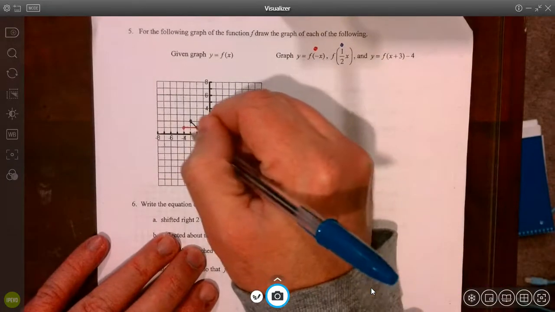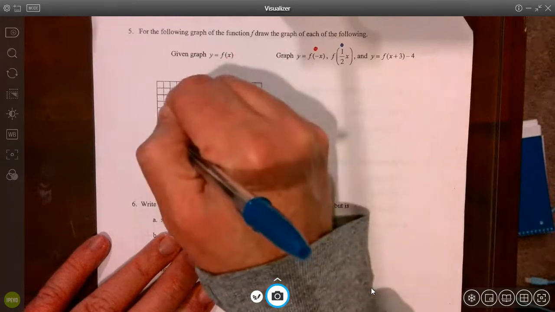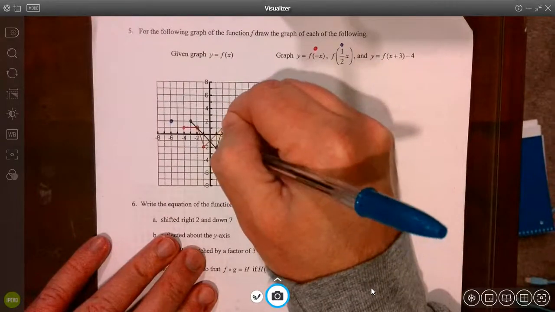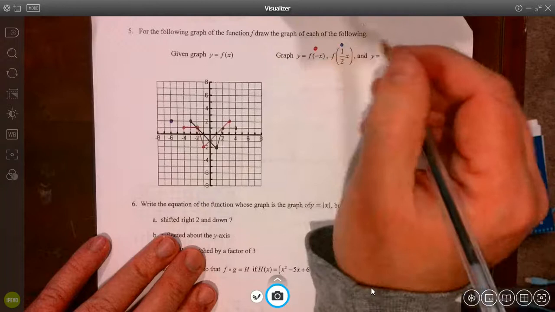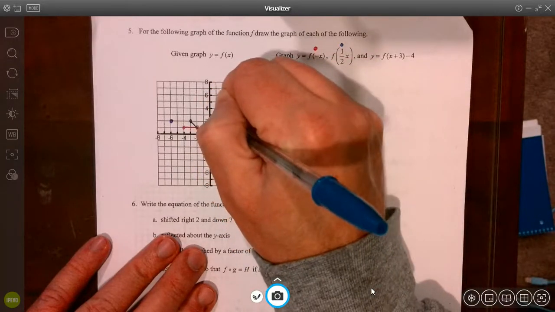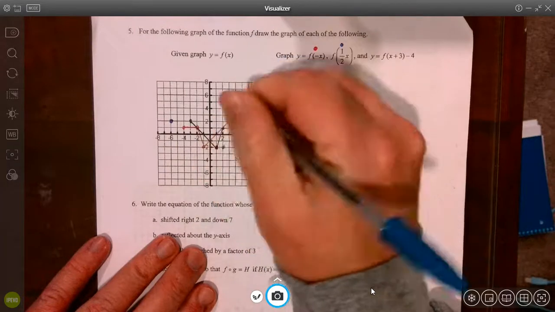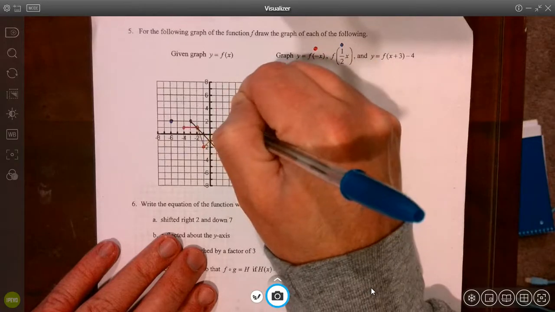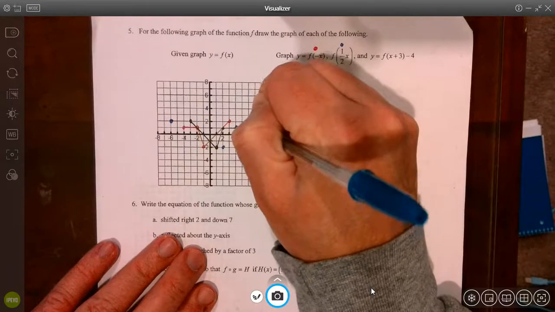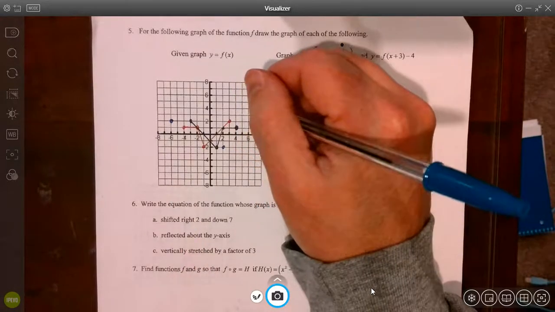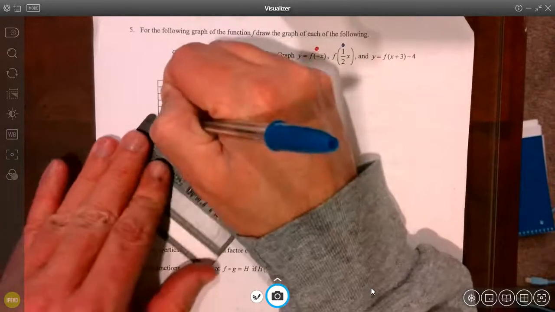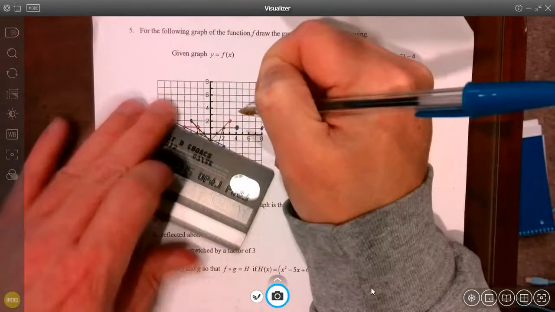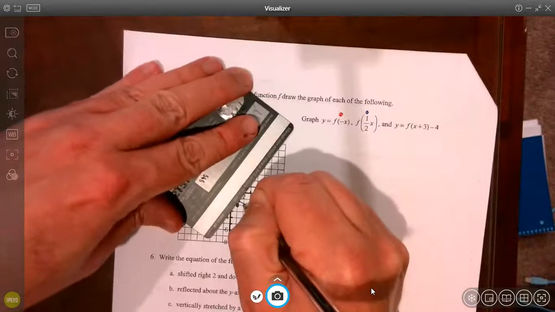So instead of -3, 2, we're going to have -6, 2. Instead of having 1, -2, we are going to have 2, -2. Instead of having 2, 1, we're going to have 4, 1, which happens to overlap here. And instead of 4, 1, we're going to have 8, 1. So from here to here. From here to here.